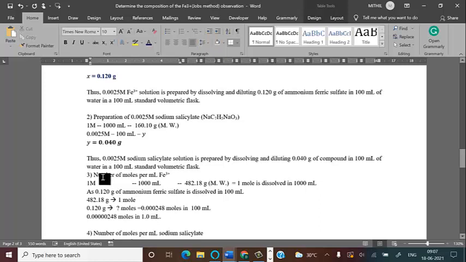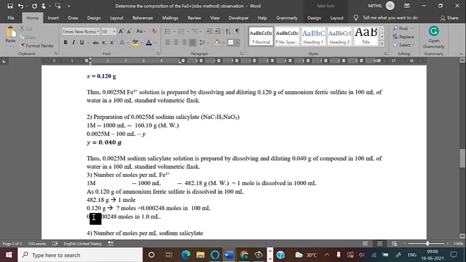Then we need to find out how many moles per ml of Fe there are. We know that a 1 molar solution in 1000 ml means 482.18 grams, which is 1 mole dissolved in 1000 ml. So if 482.18 grams is 1 mole, then 0.120 grams is how many moles? It comes to 0.000248 moles in 100 ml.